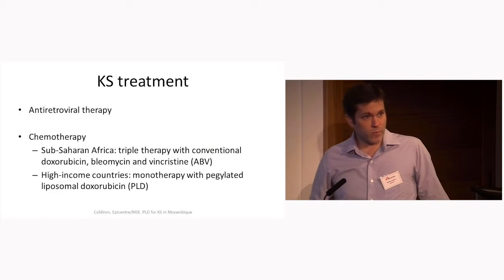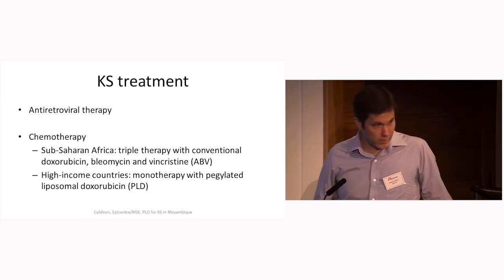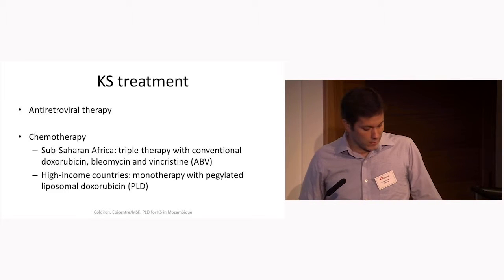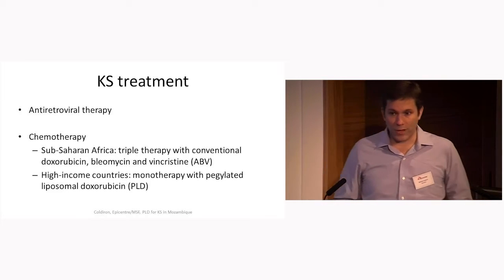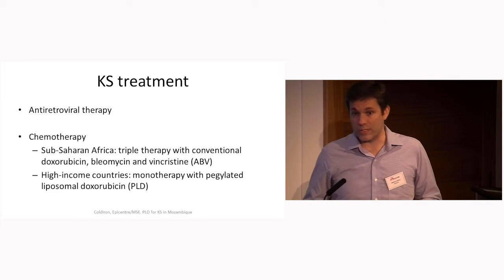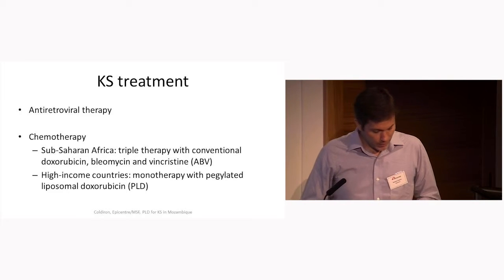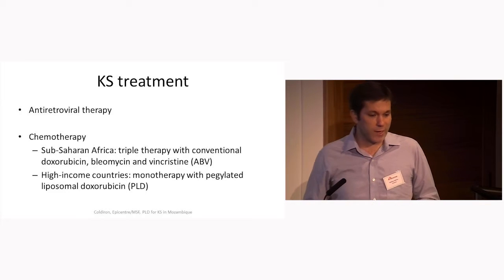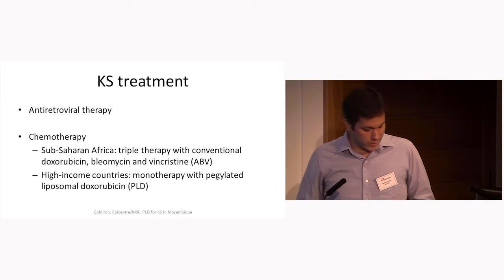The basis of treatment is antiretrovirals. And in the early stages of Kaposi's, ARVs alone can actually be enough to reverse, or at least control, the cancer. But once the KS becomes advanced, systemic chemotherapy is needed.